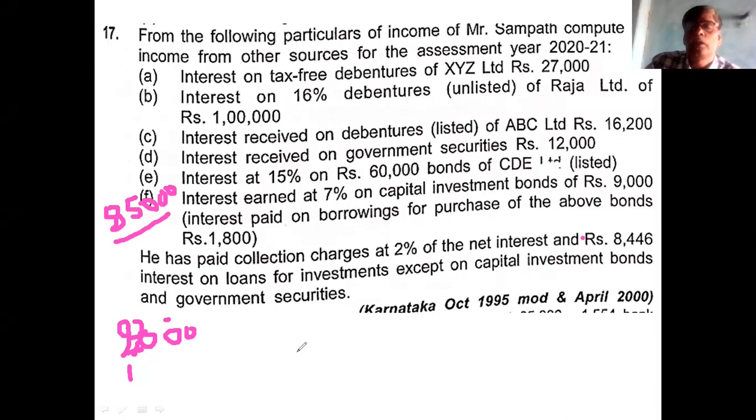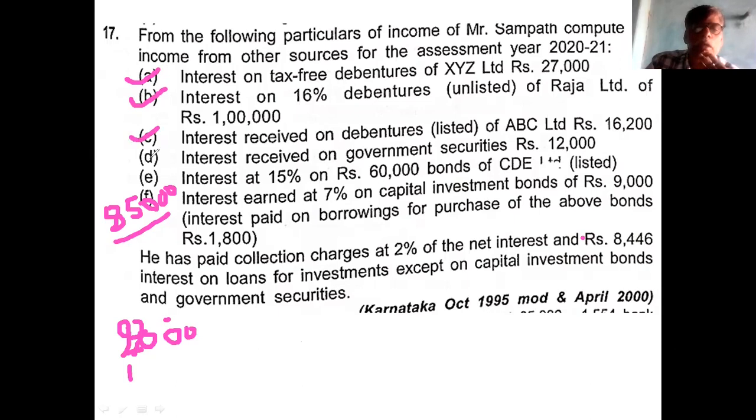How to calculate net income? Gross income into 90 by 100. Reverse. Gross income into 90 by 100. You take the first gross income 90 by 100, second income 90 by 100, third income 90 by 100.